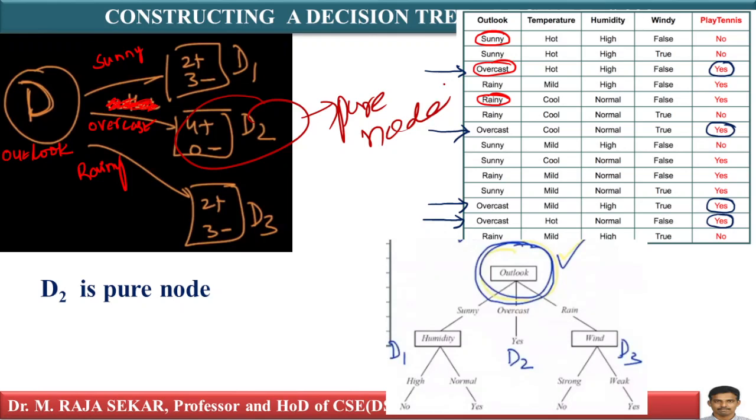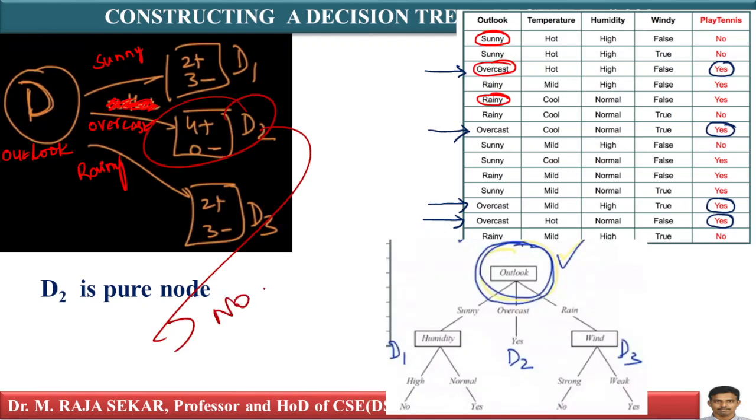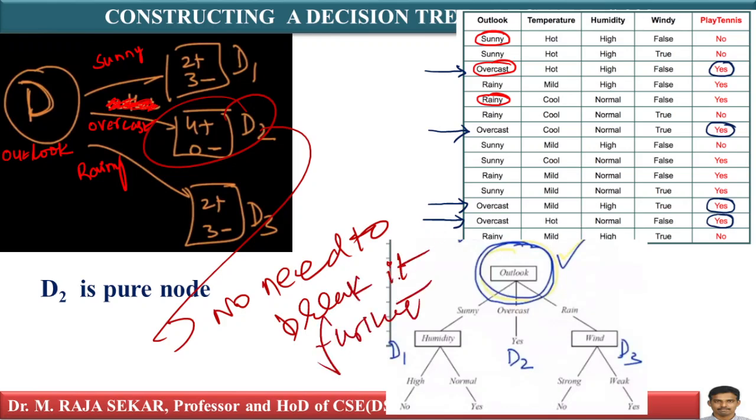Why? Because it has got only one type of points, positive points, because it has only one class label and does not have the other class labels. There is no need to break it further, isn't it? No need to break D2 further. That point is important, isn't it?